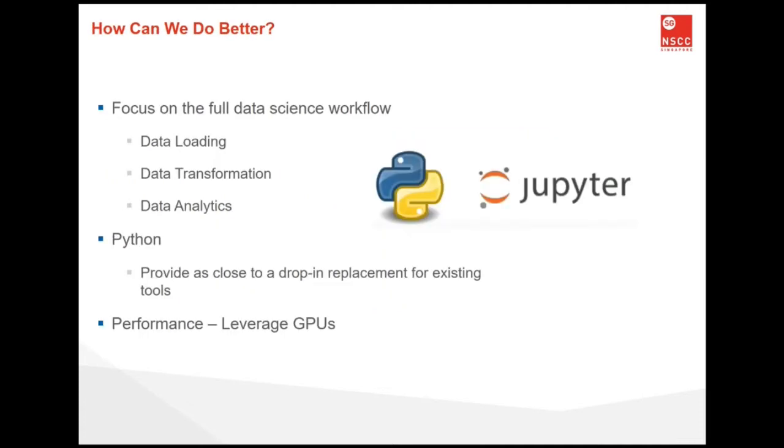So, how can we do better? We wanted to focus on full data science workflows. If we only accelerate a part of it, we are basically hitting Amdahl's law, where you can accelerate one part a lot, and you are only going to get a certain amount of speedup in the end.